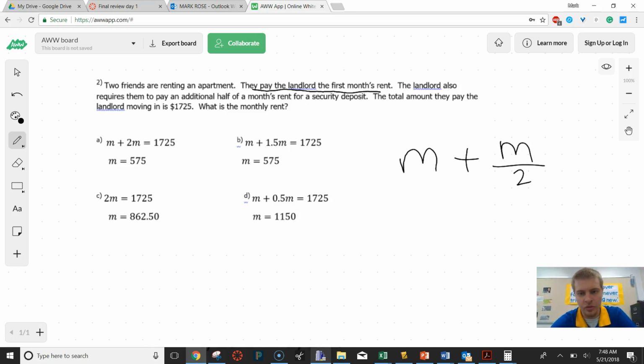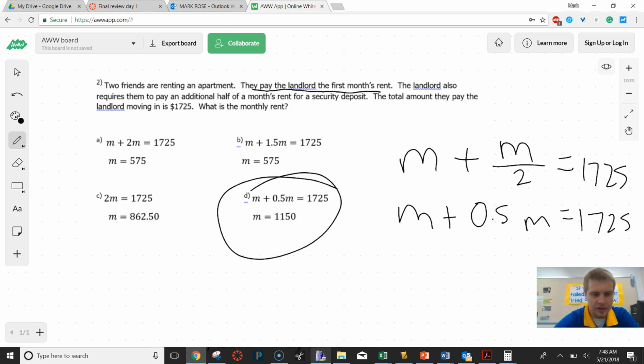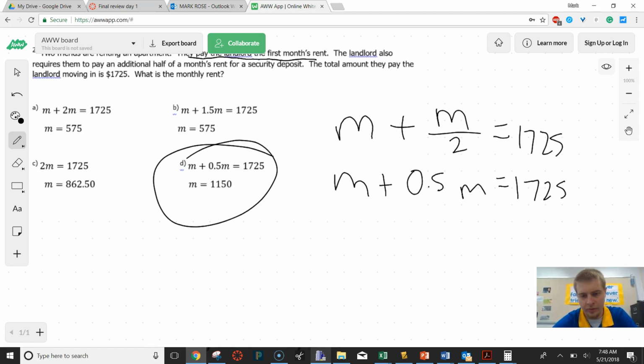And then the total amount, so it should all equal 1,725. Well, if you notice, my equation here isn't any of these equations there. So you might go, well, what do I do with this? You want to change it, like over 2 can also be a half. So this is the correct equation and the correct answer. Let's solve through just to double check and make sure that one's right.